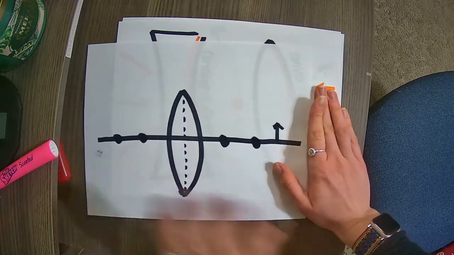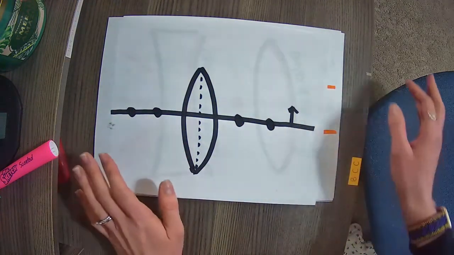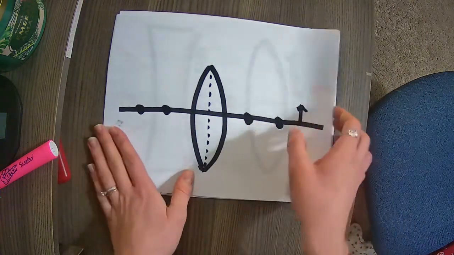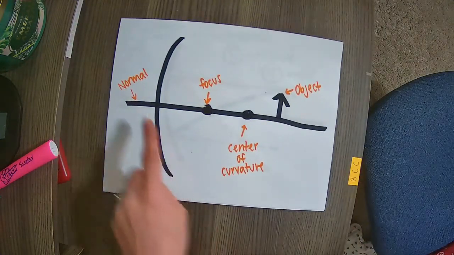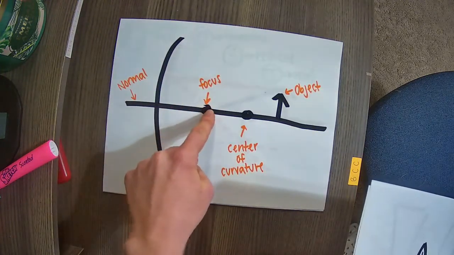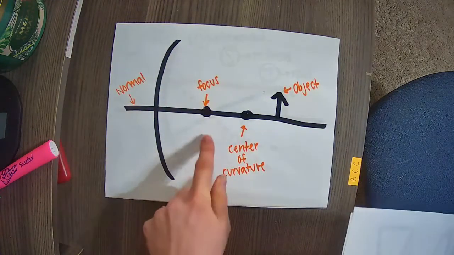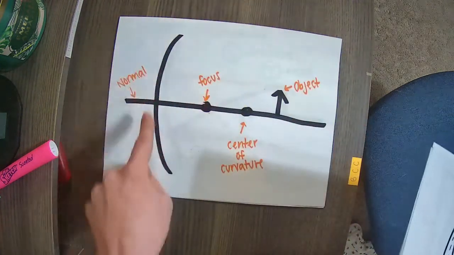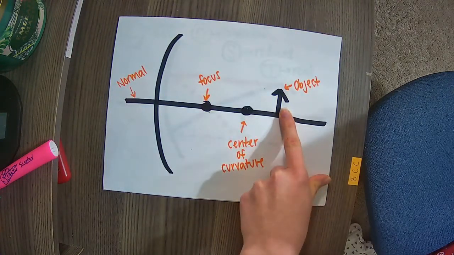Before we get into too many details about how this whole process works, I want to show you what the different parts of a diagram like this are. If you recall with our mirrors, we had a normal line, a point of focus where all the light would bounce towards after it reflects off of our mirror, and a center of curvature, which is essentially the middle of that circle. And then our object, we just use an arrow for reference.